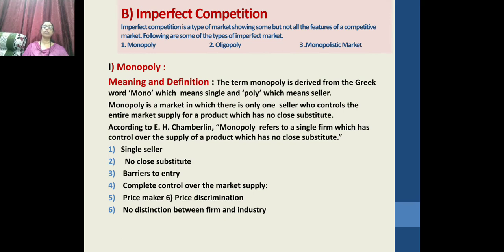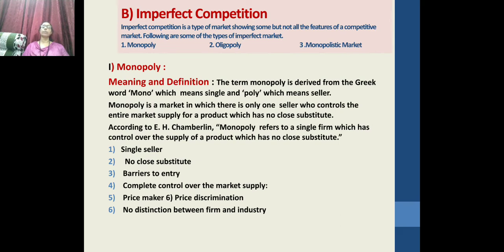Seventh, no distinction between firm and industries. Now, what is a firm and what is an industry? A monopolist is the sole seller or producer of the product. So, the monopoly firm itself is the industry. He is the only seller. He is producing everything in his own control. So, both the firm and industry in the monopoly is the same.